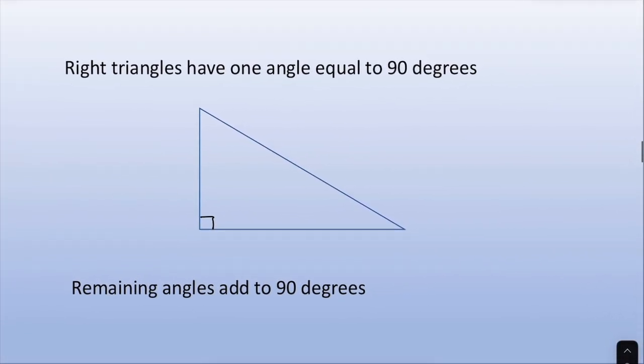Right triangles, that word right means that we have exactly one, and you can only have exactly one 90-degree angle. The remaining angles are complementary, they add up to 90 degrees. So, if this one was 30, this one would be 60 because this one is 90. And if you notice, that totals 180 degrees.